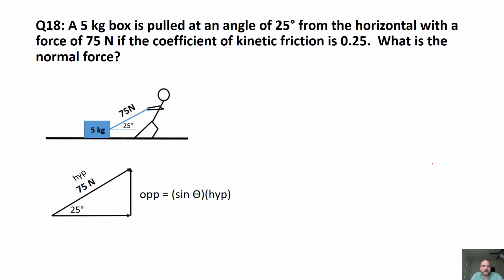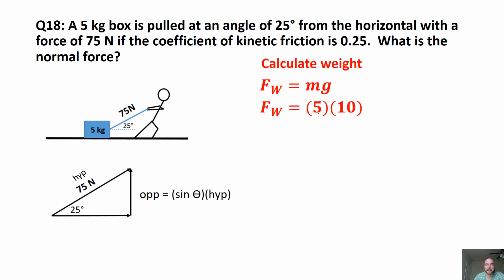A 5 kilogram box is pulled at an angle of 25 degrees from the horizontal with a force of 75 newtons. If the coefficient of kinetic friction is 0.25, what is the normal force? So we're going to calculate the weight. We have the box, which is 5 kilograms. We have our acceleration due to gravity, which is 10. So our weight is 50 newtons, but that's not the normal force, because we're going to have this component that's going to decrease it.